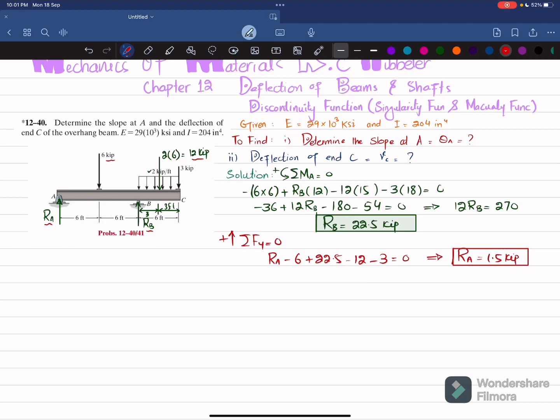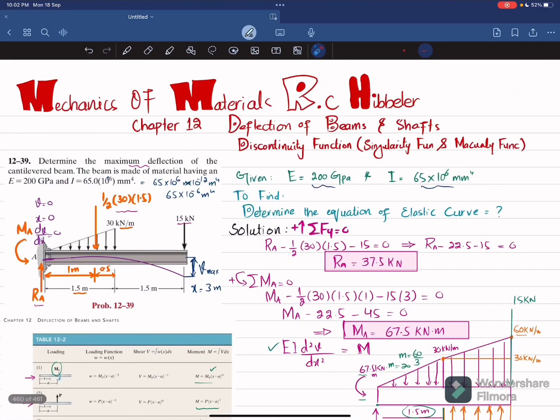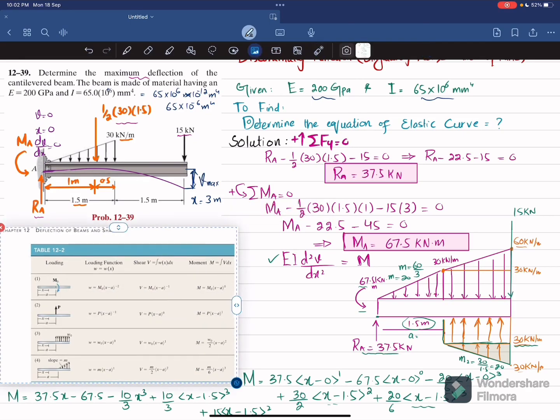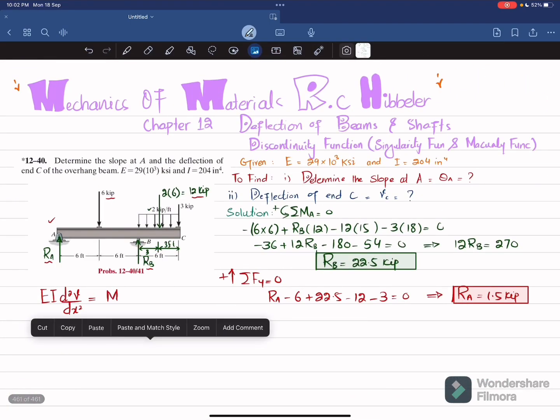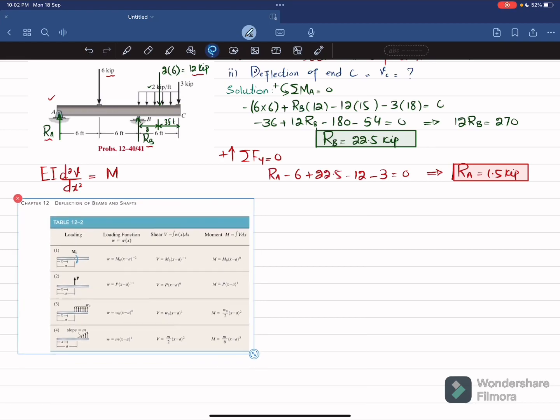Now you have both Ra and Rb, so we will go toward the equation of the elastic curve that can be obtained by using this formula, EI into d square v over dx square is equal to moment. So we will define the moment for this overhang beam. For that you can see all the loads. This load is a point load, this is also a point load, this is a point load, and this is a distributed load, and we will neglect this load. So for that we will need the table. I'm going to copy it from my previous problem and paste it over here. Okay, so we will take the help from this table.